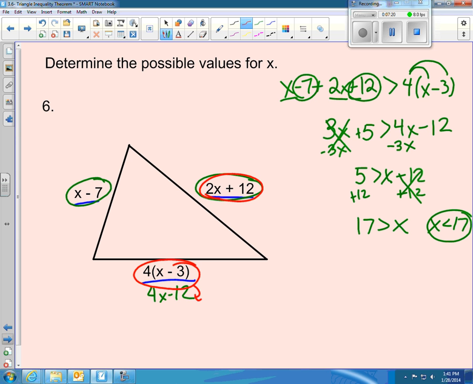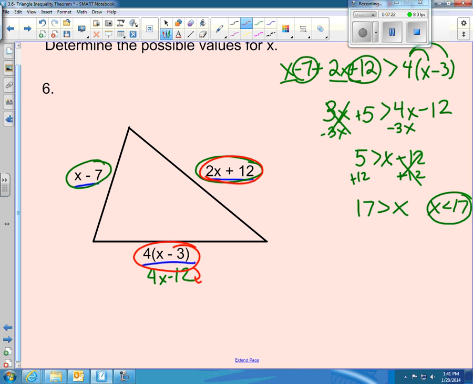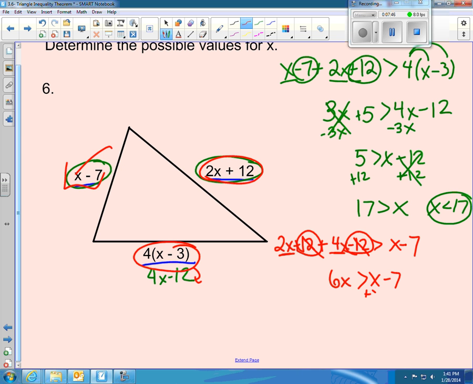And remember, I'm actually going to use that one. So 2x plus 12 plus my next side of 4x minus 12, and I need to set that greater than that side, x minus 7. All right, so I'm going to take my like terms and get 6x. 12 minus 12, oh, that's going to cancel. So x minus 7. So let's subtract x.